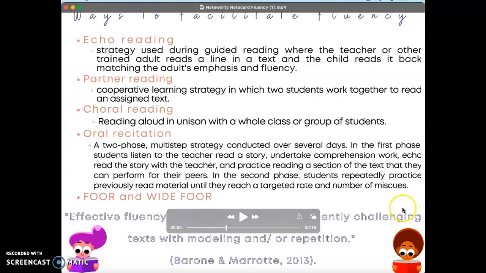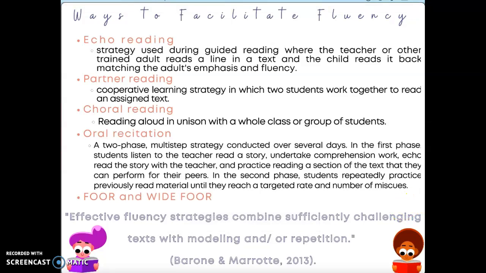For the back of my card, I decided to include ways to facilitate fluency. So these are strategies taken from the course chapter dedicated to fluency. So first is echo reading. This strategy is used during guided reading where the teacher or other trained adult reads a line in a text and the child reads it back, matching the adult's emphasis and fluency.